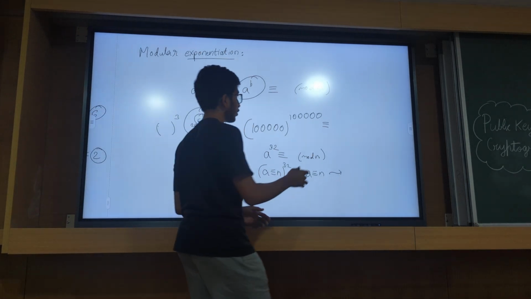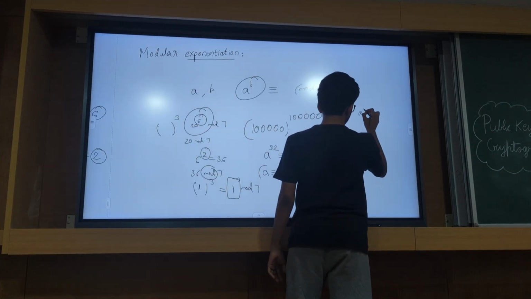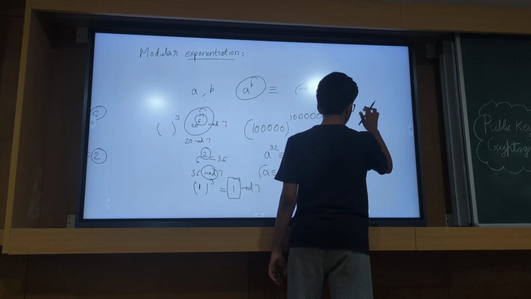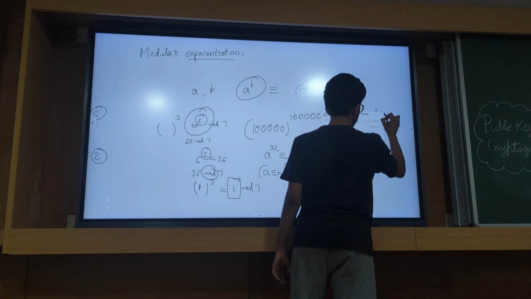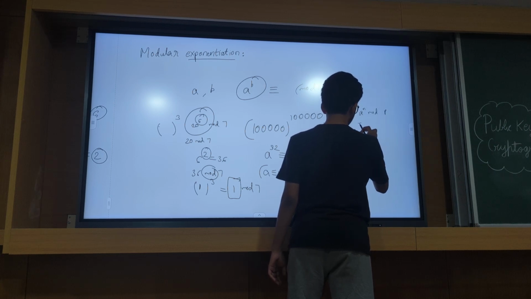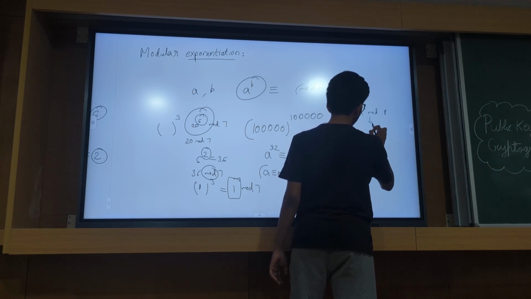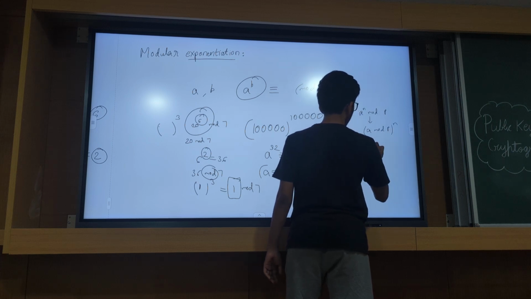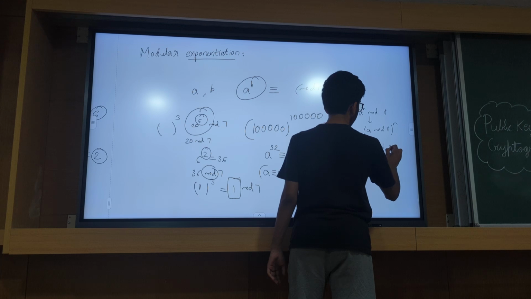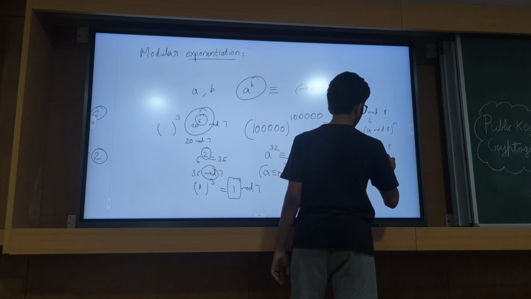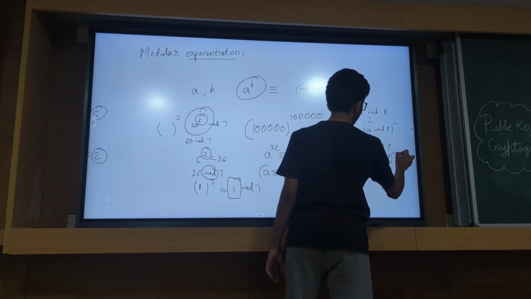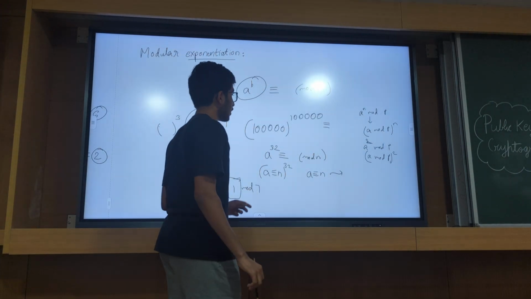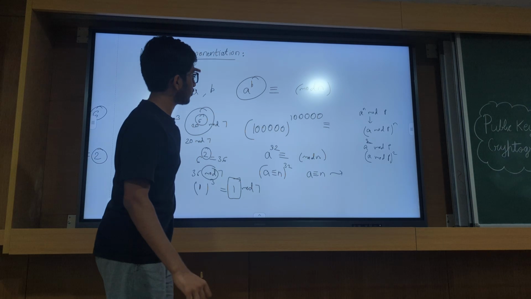And why does it work? Because of the property that a power n mod p is the same as a modulo p whole to the power n. So whenever you are doing squaring, a square mod p is the same as a mod p whole square. So at every step of squaring you can take modulo and then do the squaring again and again. In this way you can calculate modular exponentiation very quickly.